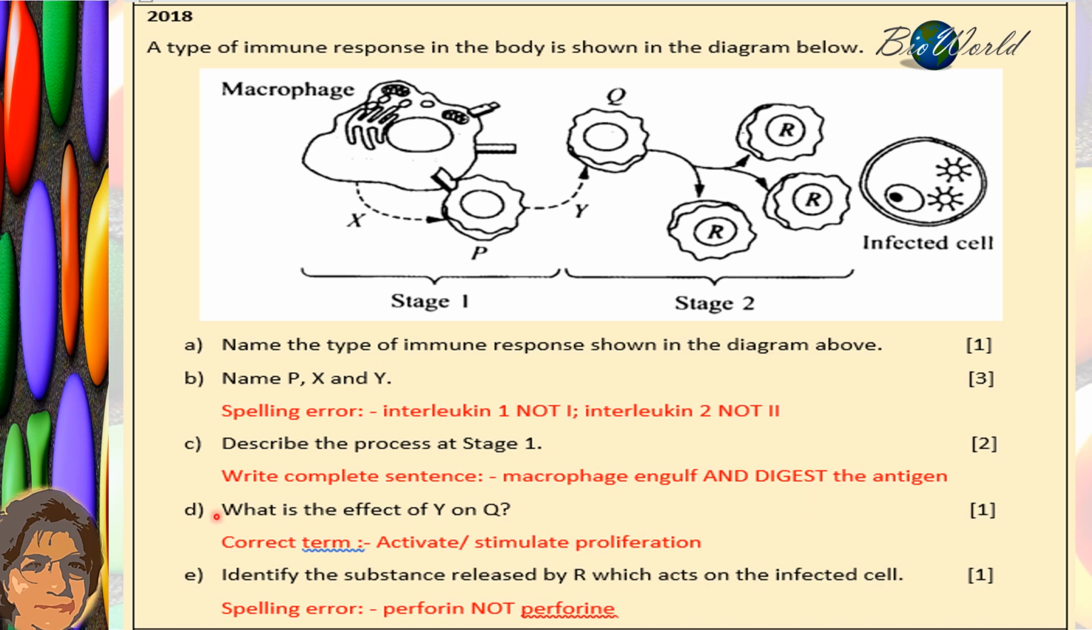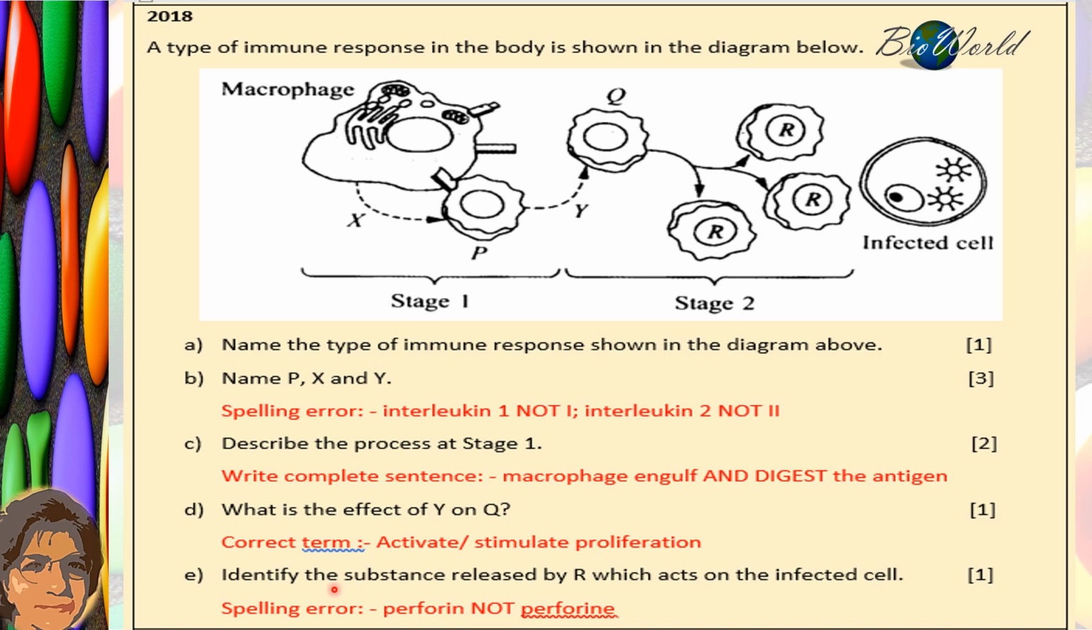Then we move on to D. What is the effect of Y on Q? Okay, so here, even when I mentioned just now, I failed to use the keyword that they expect. I only mentioned that cloning occurs, but the keyword they want is that interleukin 2 will activate proliferation of T cells, or stimulate proliferation of T cells. So especially when it comes to structure questions, use of correct keywords is important, right?